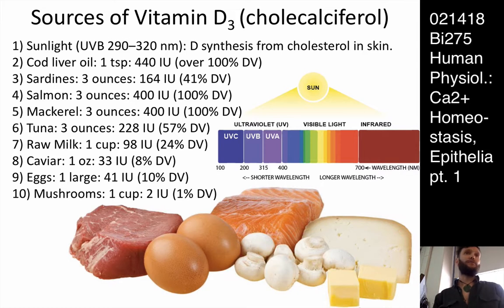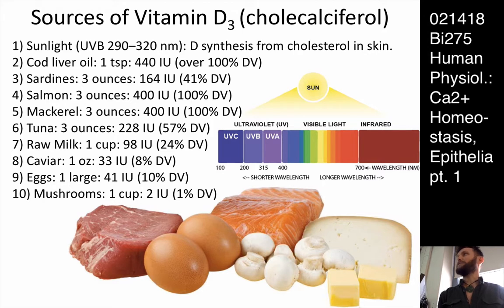I know cod liver oil is probably not everybody's favorite, but vitamin D can be found in a lot of other cold water oily fish, right? So sardines, salmon, mackerel, even tuna has a little bit of it in it. Milk does have some vitamin D3 if it has been fortified with vitamin D, and we'll talk about that in a bit. You can find it again in caviar. Who doesn't love caviar for breakfast?